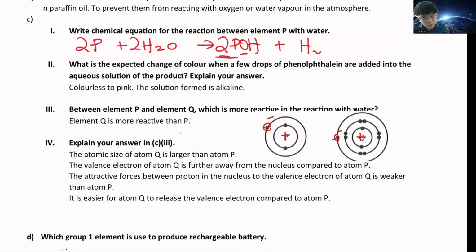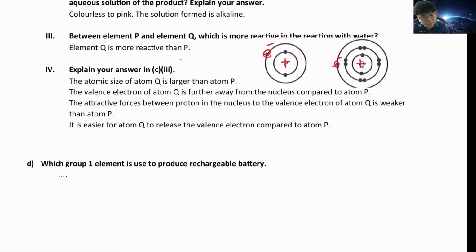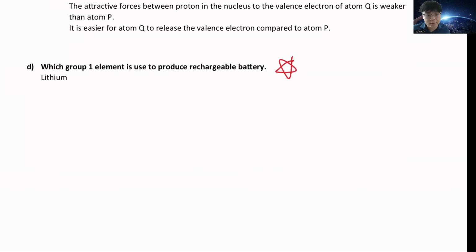It will be easier for the Q to release valence electron to achieve stable electron arrangement. So which group 1 element are used to produce rechargeable battery? Lithium. Please remember this answer. It will give you 1 mark in the exam.